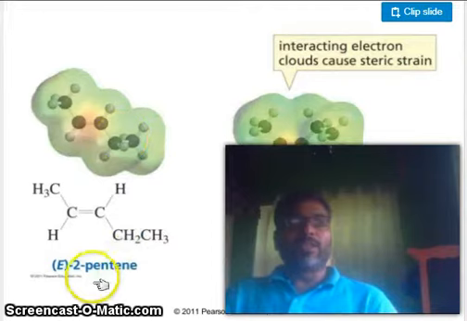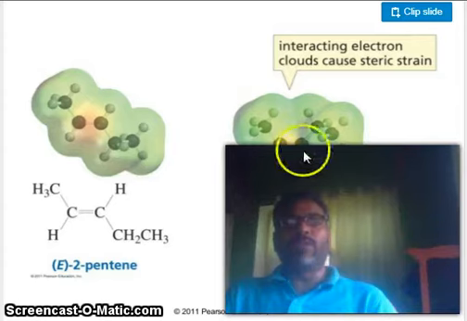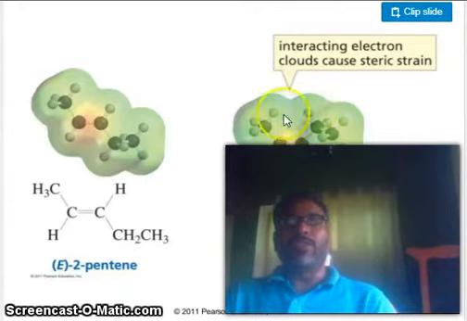Now you see E-2-pentene, where the electron density situation is like that, and Z-2-pentene, where the electron density is like this. Interactions between electron clouds cause steric strain. You see here no strain, here strain. There is interaction between this electron density. We call it steric strain.